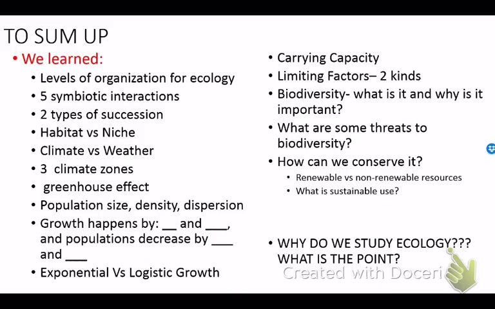So, to sum up, we've learned a lot of things in this unit. We've learned the levels of organization, symbiotic interactions, succession, habitats and niche, weather and climate. We've learned about the greenhouse effect, populations, how they grow, how they shrink, the types of growth. We've learned about carrying capacity and limiting factors. And today we learned about biodiversity, why it's important, how we're harming it, and most importantly, how we can fix it. Please make sure that you study this material.